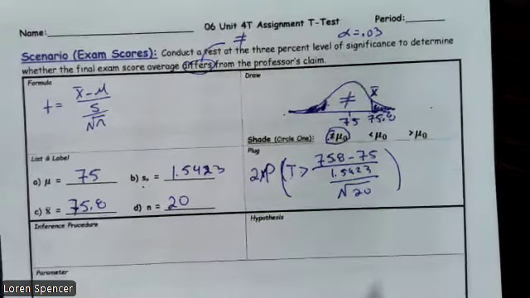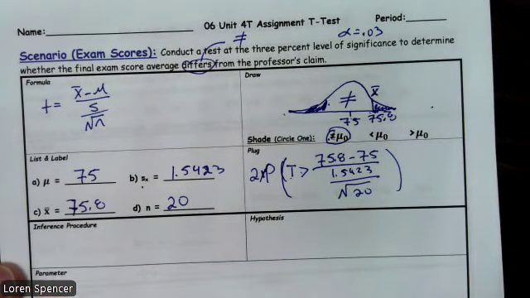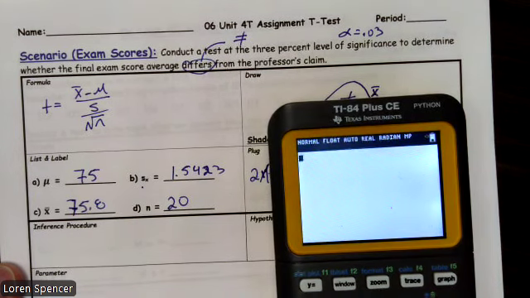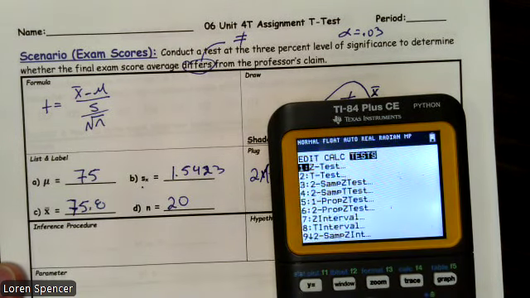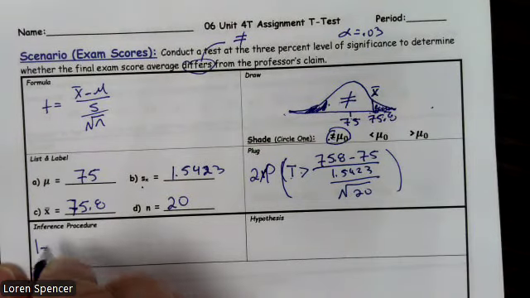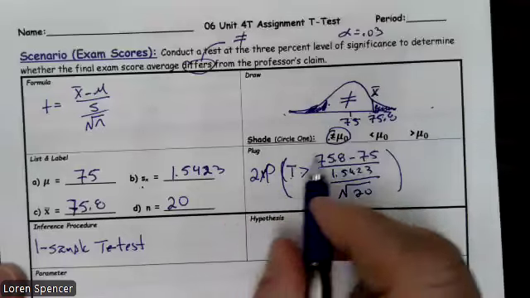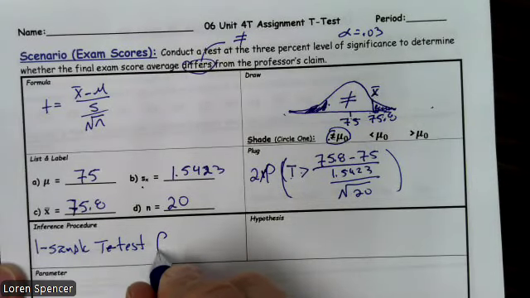So I've now plugged into my formula, and if you go to the calculator, if you forgot what it's called, just go to stat test. Oh, it's a t-test. So what is this? How many samples do we have? One sample t-test. And what are we testing? We're testing means for means.